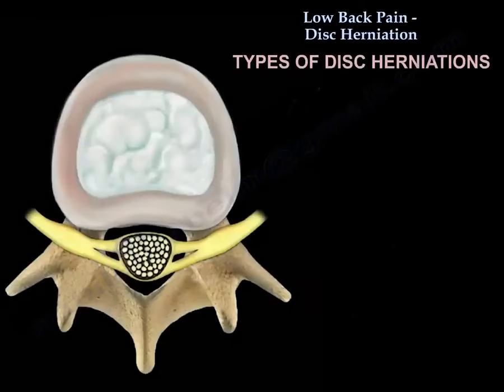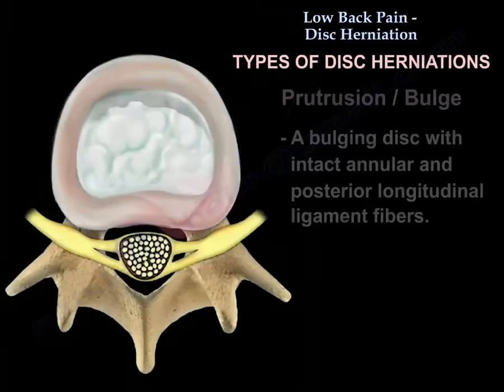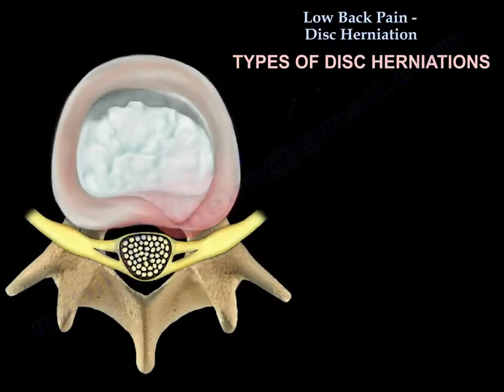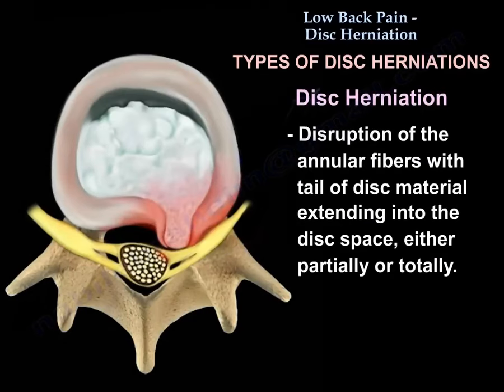What are the types of disc herniation? Patient may have protrusion or bulge, a bulging disc with intact annular and posterior longitudinal ligament fibers. So that's a small disc bulge. The second type is disruption of the annular fibers with a tail of disc material extending into the disc space, either partially or totally.